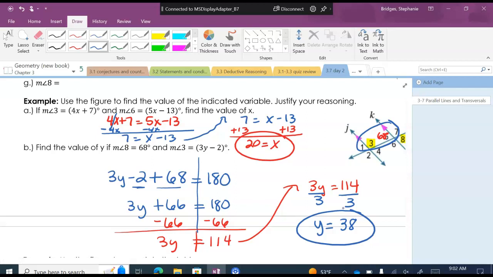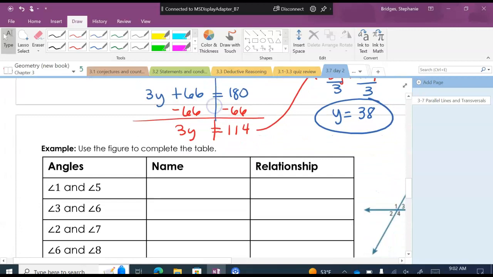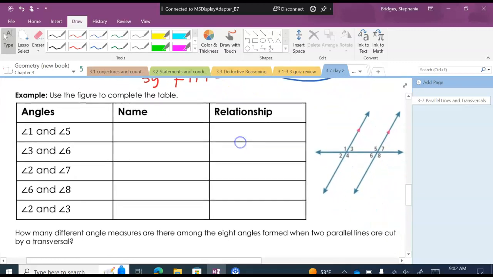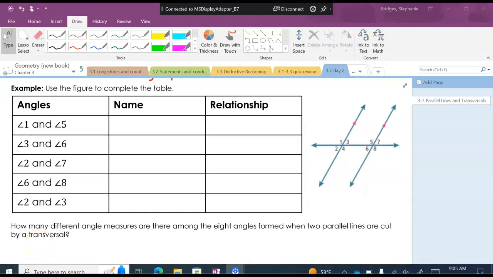Anybody have any questions? So with this one, 3 and 8 were the two that they gave us, and those were not alternate interior, alternate exterior, same side interior, same side exterior, or corresponding. However, we could use vertical angles and then get a relationship. So what I want you to do is take a minute. Let's start with 1 and 5. Angle 1 is here. Angle 5 is here.